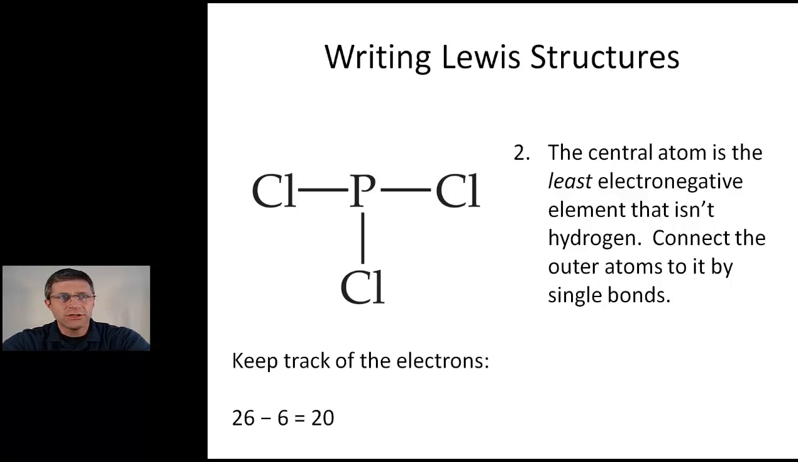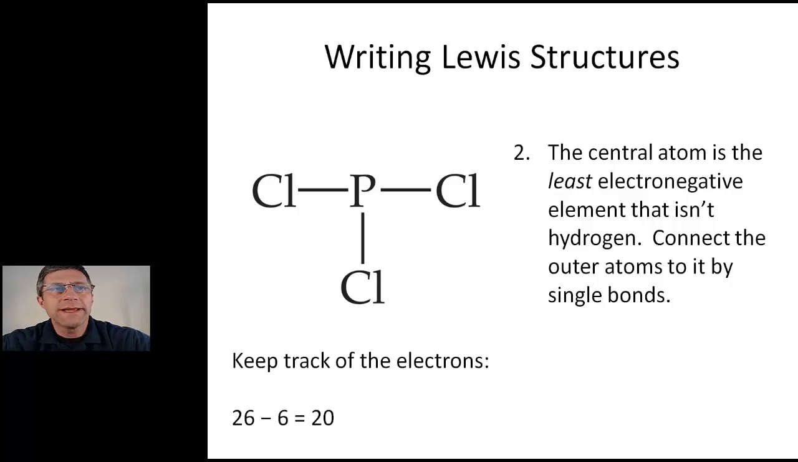I'm not putting any electrons there. I'm just going to draw lines to represent the bonds, or the sharing of those 2 electrons. Each line represents a bond, which is a pair of electrons shared between 2 atoms. So far I've used up 6 electrons: I've drawn 3 bonds, with 2 electrons in each bond. So I'm left with 20 electrons. Let's keep track as we go along.